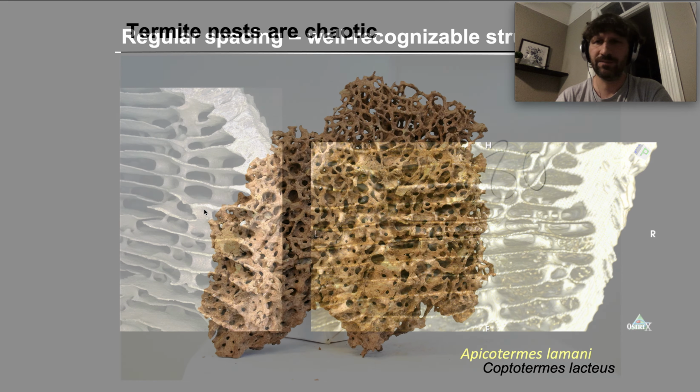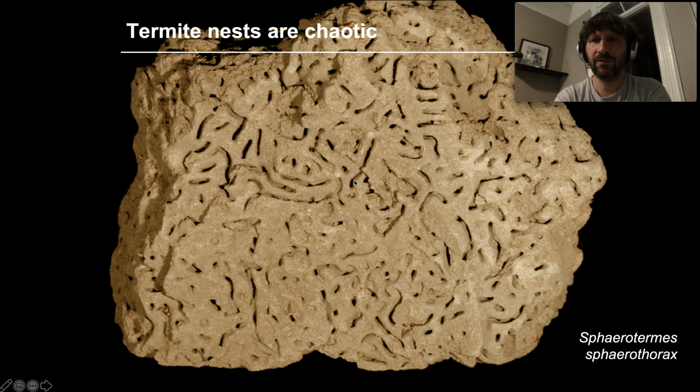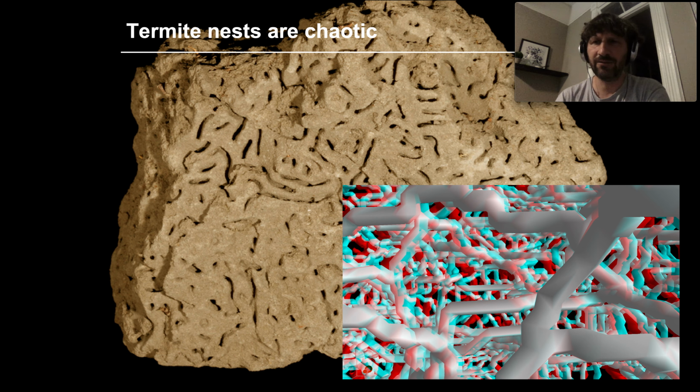Here is, for example, a small fragment of a Coptotermes lacteus nest, with all this scaffold of tiny pillars that connect together in a very intricate way. Or another small fragment of another nest from Spherotermes spherothorax termites, where we can see all these tiny galleries that are more or less equally distant from each other and move around in all directions. Here is a visualization of the galleries themselves.